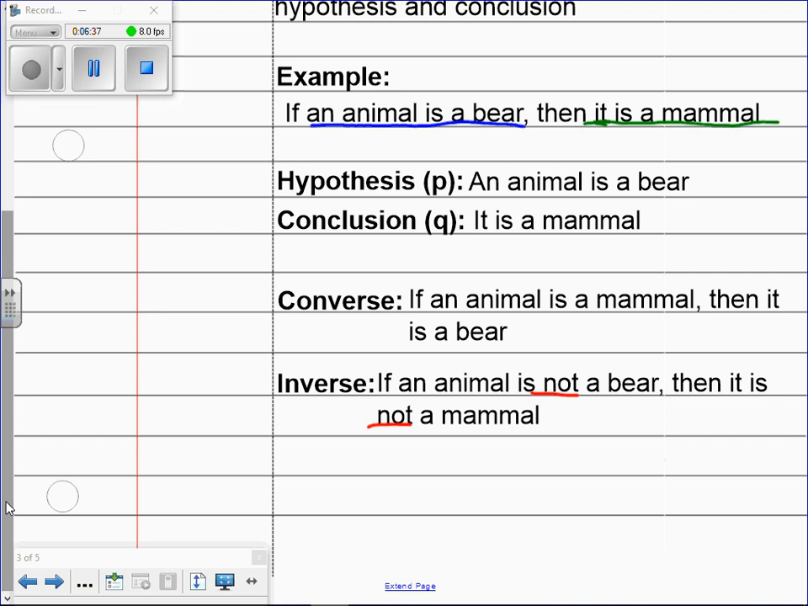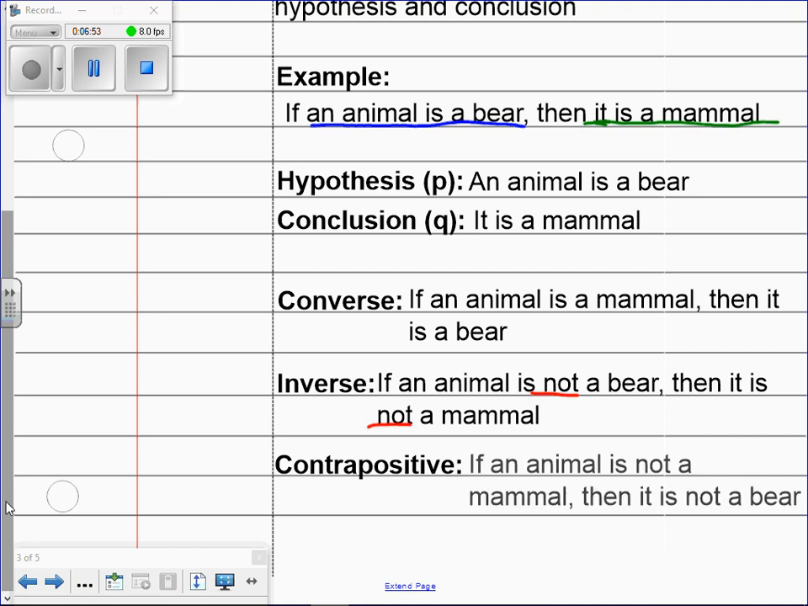And then the last one is your contrapositive. Your contrapositive, remember that's the longer word, so now we got to do two things. We have to switch and we have to negate it. So we're going to switch the hypothesis and conclusion, and then we're going to negate that statement. So we have, if an animal is not a mammal, then it is not a mammal. Okay. So those are your converse, inverse, and contrapositive.